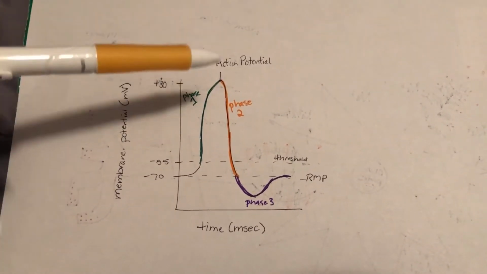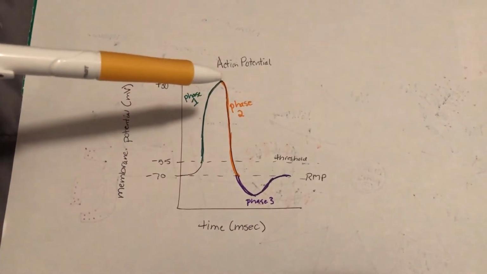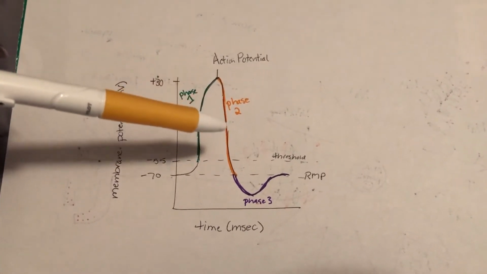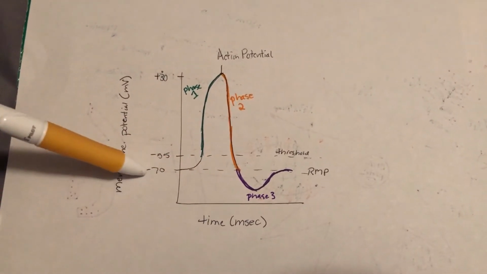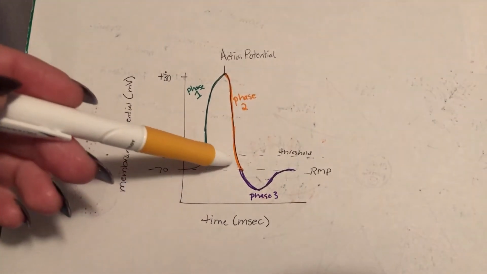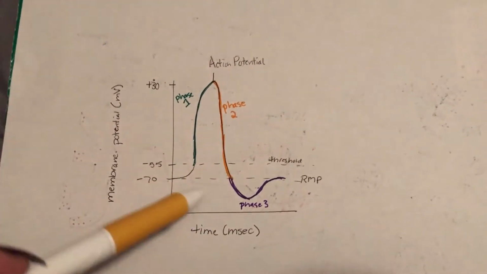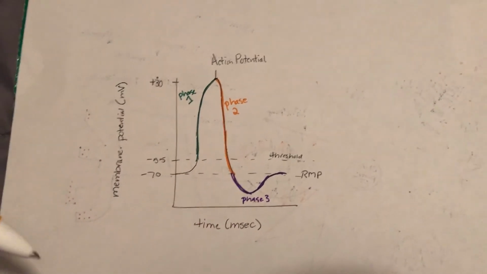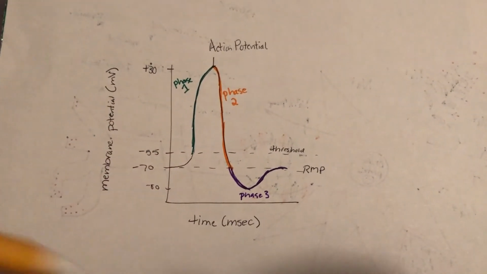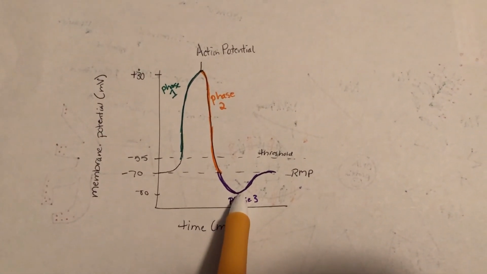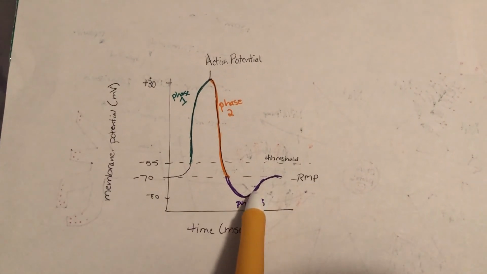So then phase 2 is when potassium starts to repolarize, and as it repolarizes, it goes a little bit past the resting, because potassium gates open and close so slowly that it goes past it, and this is about -80. Then it starts to come back up to resting because sodium-potassium pumps start to reset everything.